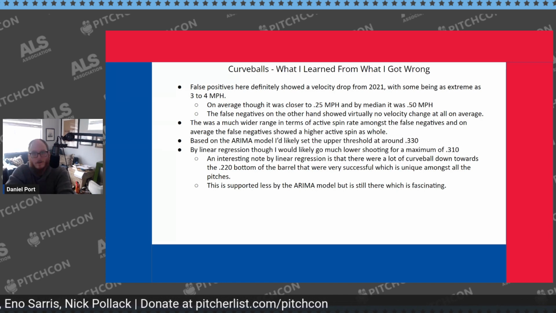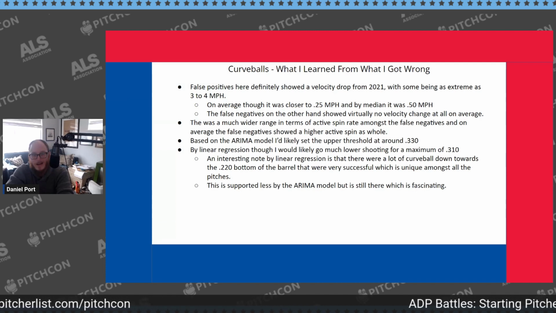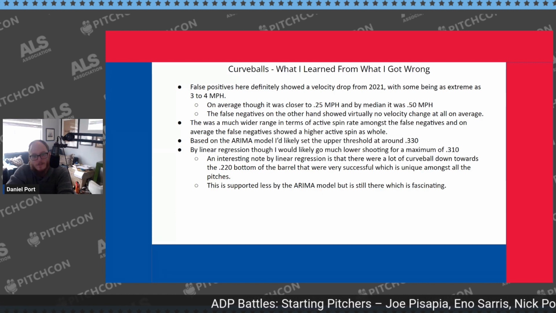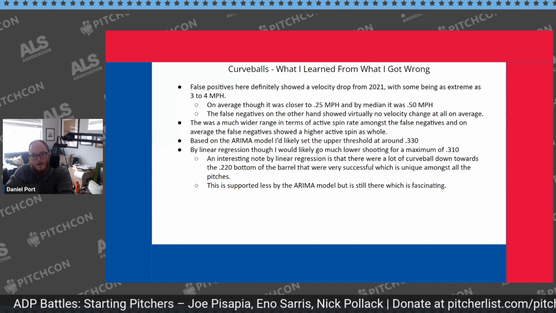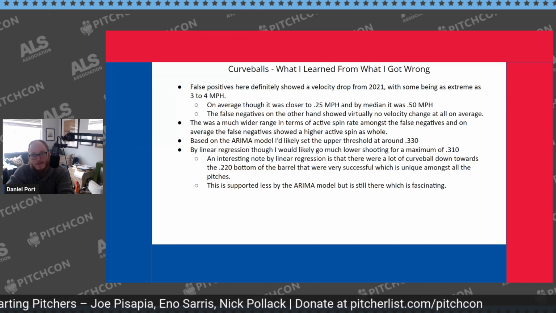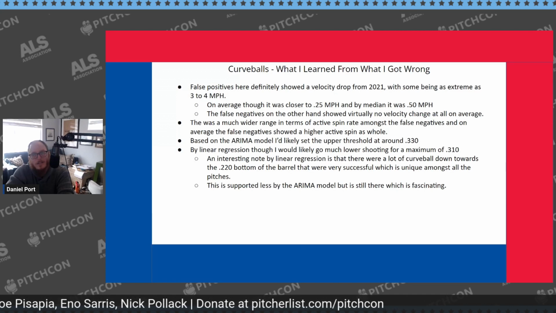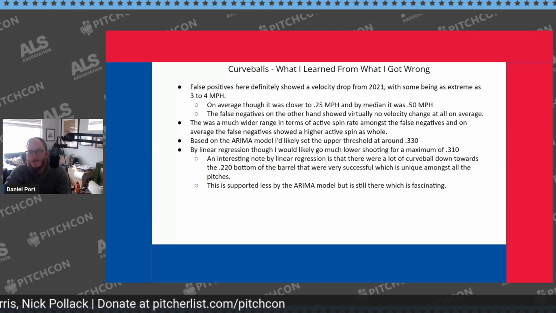And you could see that. So the false negatives were more in the low 90s for their active spin rate, whereas the false positives had a median of 96, a much higher set of spin rates. So that was one thing I looked at.